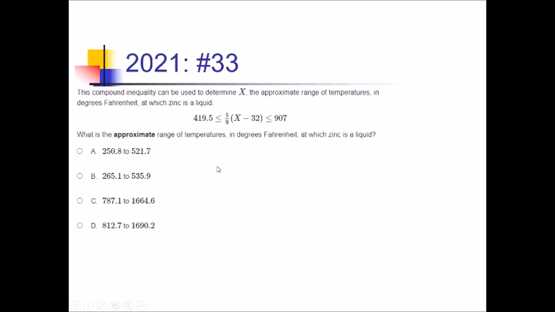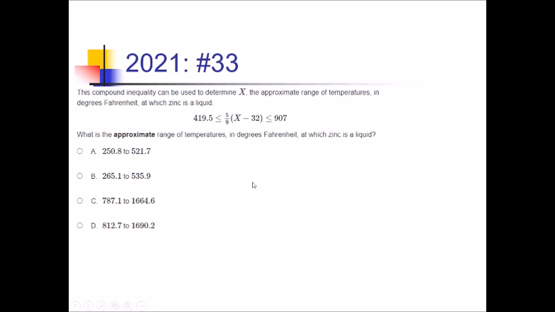So the idea here is you're basically going to try to undo all this stuff that's happening to X, but when you do those inverse operations, you're going to have to do it to all three pieces of this at the same time. And the good news here is that we're not dividing or multiplying by a negative at any point in this process, so we don't have to worry about reversing any directions of inequalities. This is just all straight up the inequality staying facing to the left.